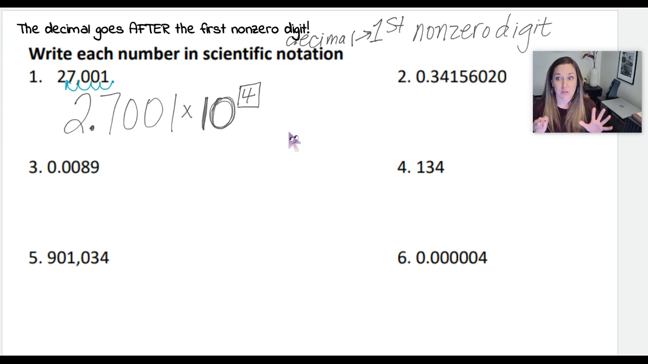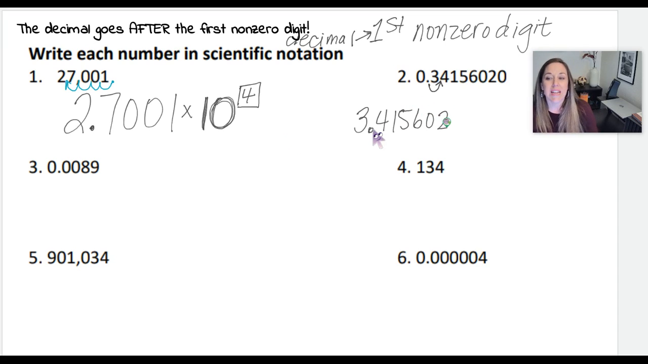Okay, so when you're looking at number 2, it's a really small number, right? It's tiny. So that's the first thing I like to think of. And then looking from left to right, is the decimal right after the first non-zero digit? No, it needs to be moved over to right after the 3. So you write 3.4156602. You don't need the very last zero. Any zeros at the end, you don't have to write. And then we always will do times 10 to the something power.